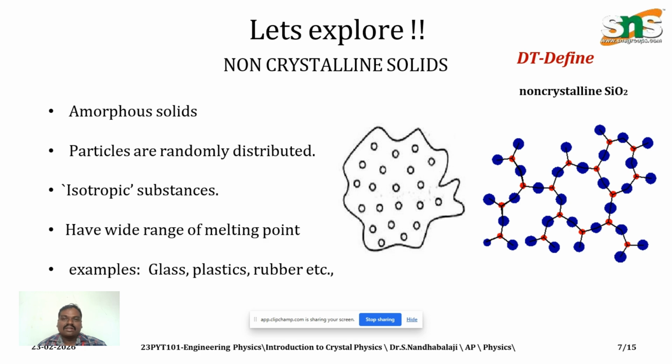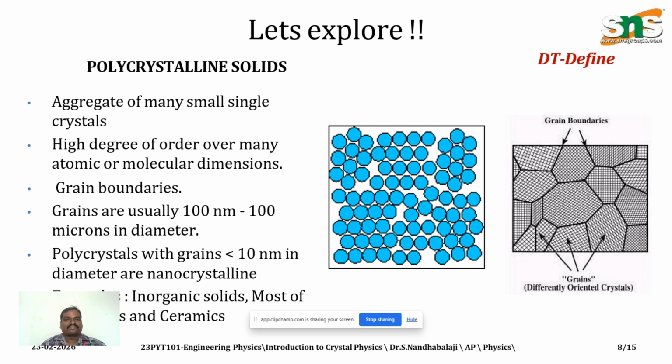And what are non-crystalline solids? This diagram shows non-crystalline silicon dioxide. The atoms are randomly arranged and randomly fixed, so these are amorphous solids. Particles are randomly distributed, and these are isotropic substances with a wide range of melting points. Examples are glass, plastic, rubber, etc.